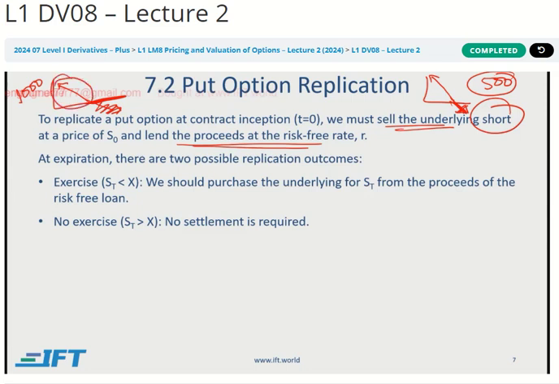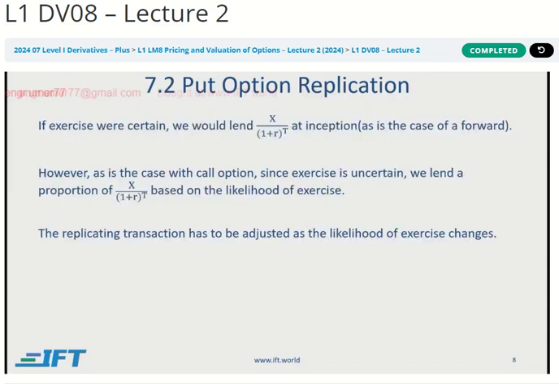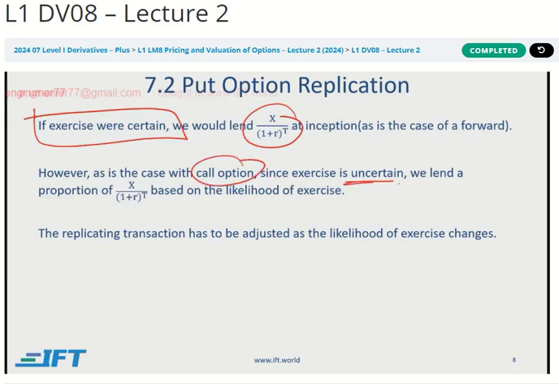However, the upside or the profitability is the same for both: if the spot price is less than the exercise price, then there will be a profit in the option, and it will also be there in the replicated position where we have short sold the stock, and we will gain from that. Again, if exercise was certain, we would short sell 100% of the shares, but since it is an option and not a forward, exercise is not certain, and therefore we only short sell a portion of the shares, and how much that is is based on the likelihood of the exercise.